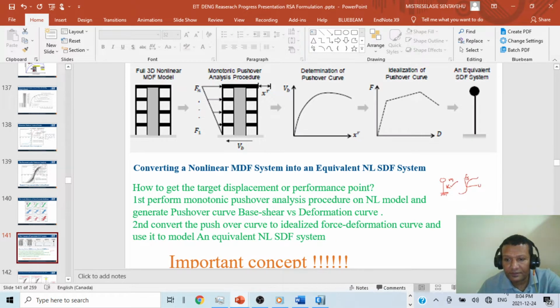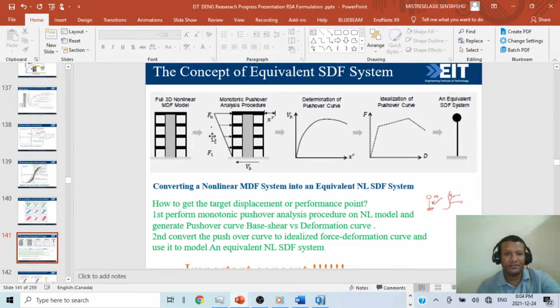Once we know how to do it, the concept of the equivalent single degree of freedom system is very important. We have to know it. Let me show you. As we discussed, we have a full 3D nonlinear multiple degree of freedom system here. Instead of performing full dynamic analysis, we can apply force and capture the target performance point for each step, and construct the pushover curve, XR over base shear, displacement and base shear.